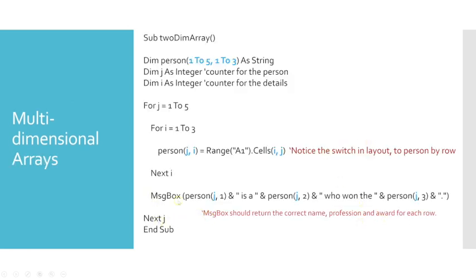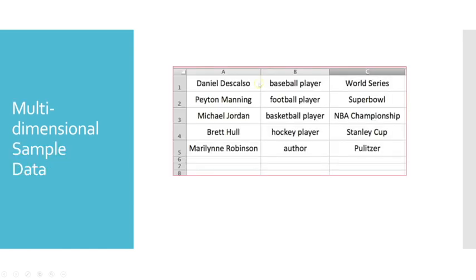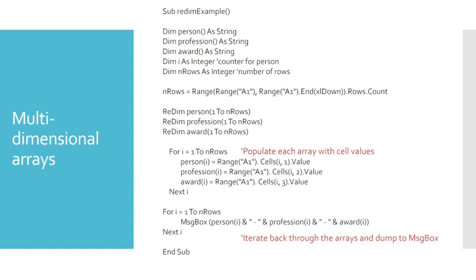So this is a message box, but it could have been output into another worksheet. I've just put it here like this because I think it's easier to understand how we reversed positions. Before, the names were across the top. Now they are going down vertically. All right.